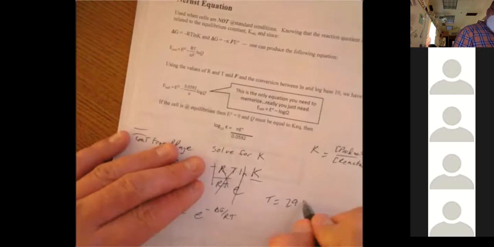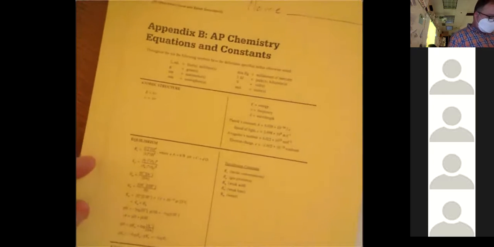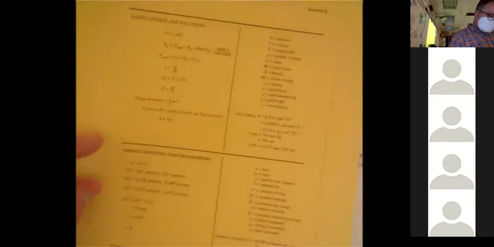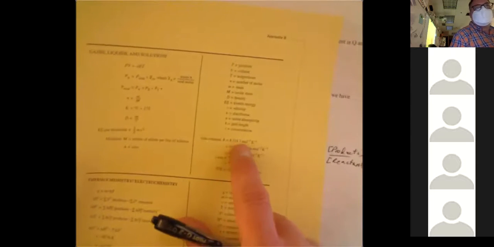Let's assume this temperature is room temperature. So T will be 298 Kelvin, right? Remember that our R constant here is the R that deals with joules: 8.314 joules per mole Kelvin.